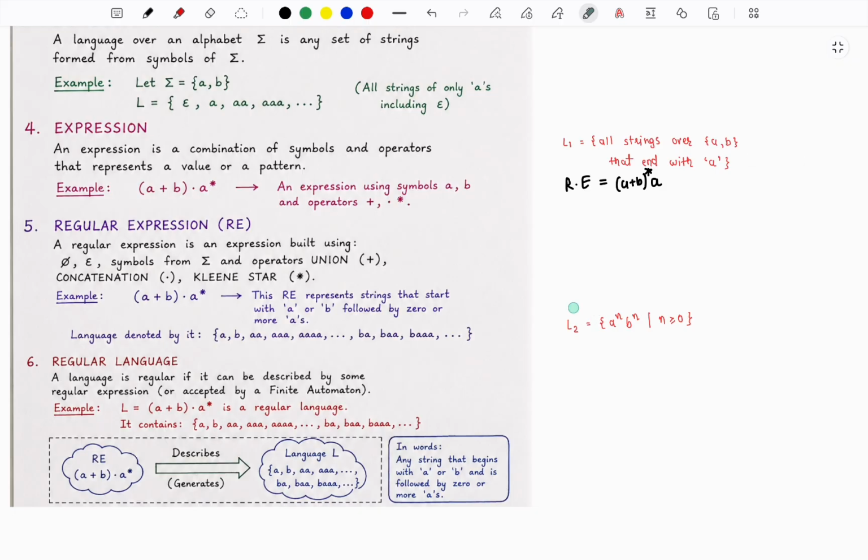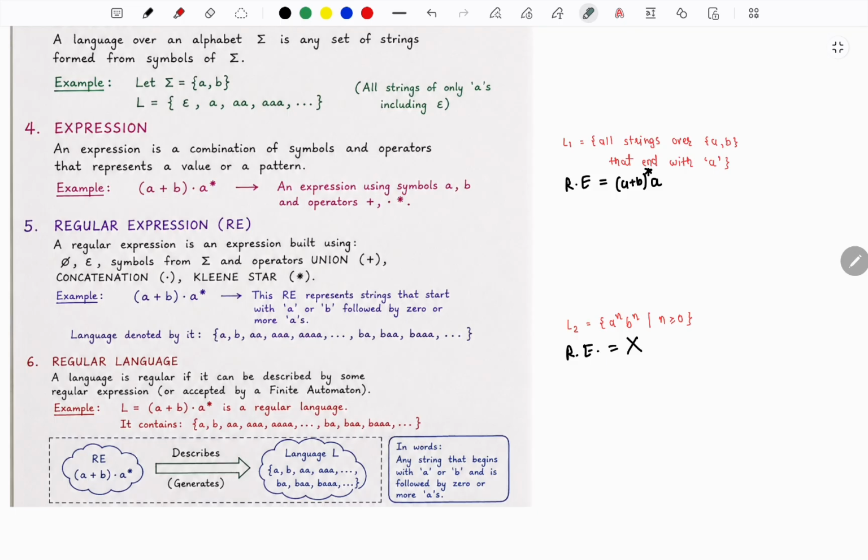Now let's take another example, language L2. L2 is given as A power n, B power n, where n is greater than or equal to 0. What does it mean? This means the number of A's and the number of B's should be equal. Suppose AB, this string is accepted by this language L2. Double A, double B, because the number of A's and B's are equal. Now ask the question, can we write a regular expression for this language L2? No, we cannot write a regular expression.